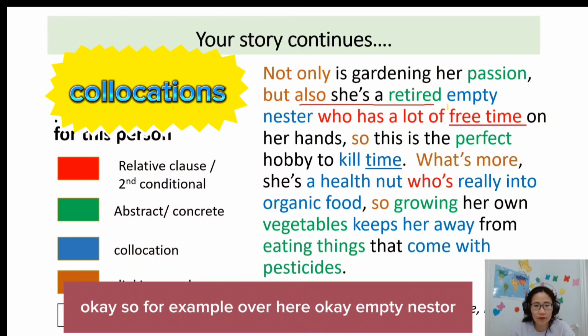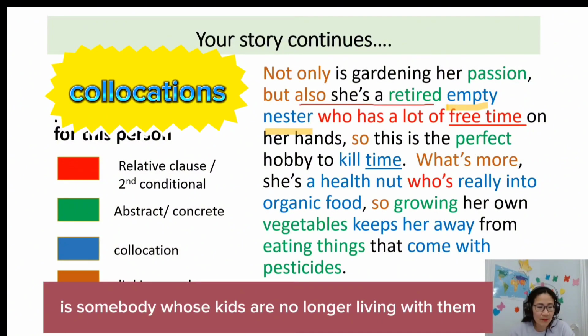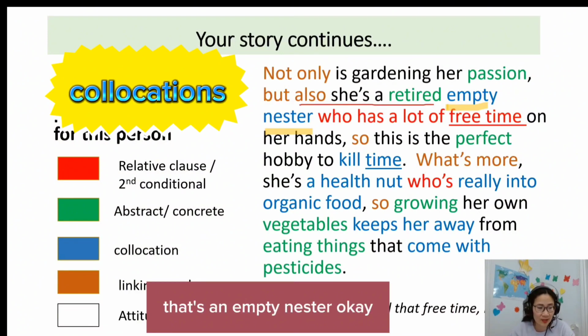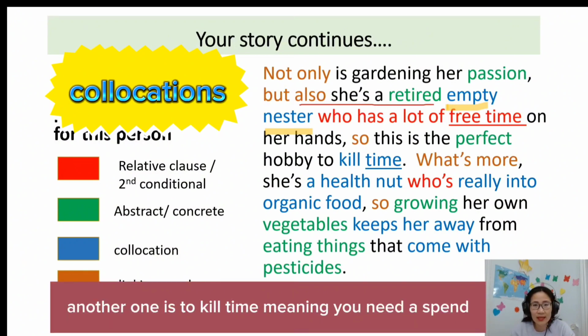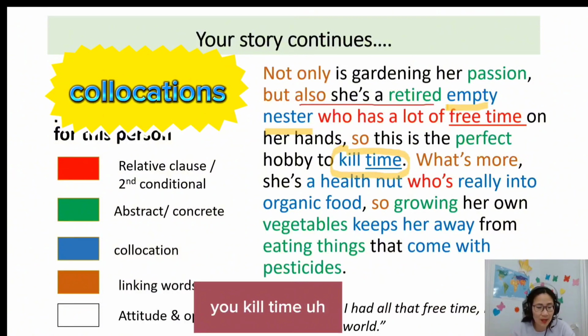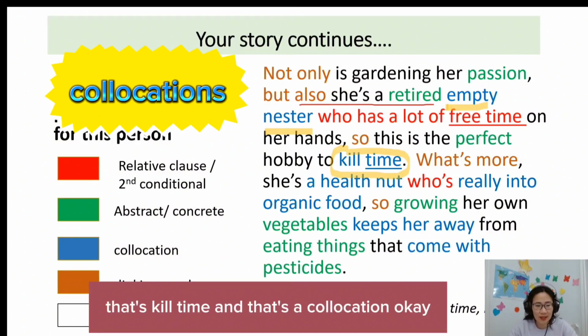So for example, over here, empty nester. An empty nester is somebody whose kids are no longer living with them, so they have the whole house to themselves. That's an empty nester. Another one is to kill time, meaning you need to spend your time. You need to do something with all the free time you have. That's kill time, and that's a collocation.